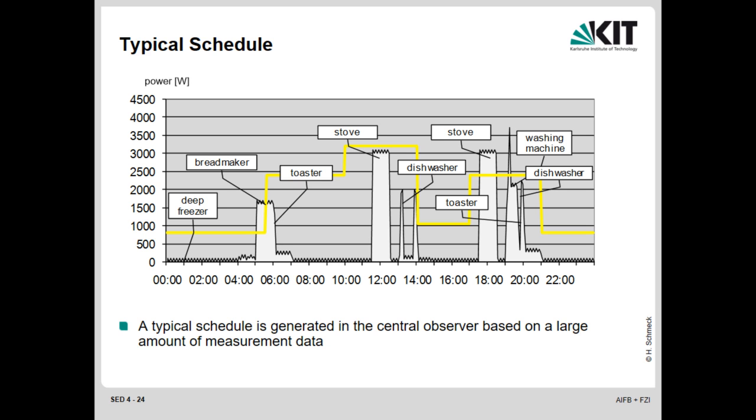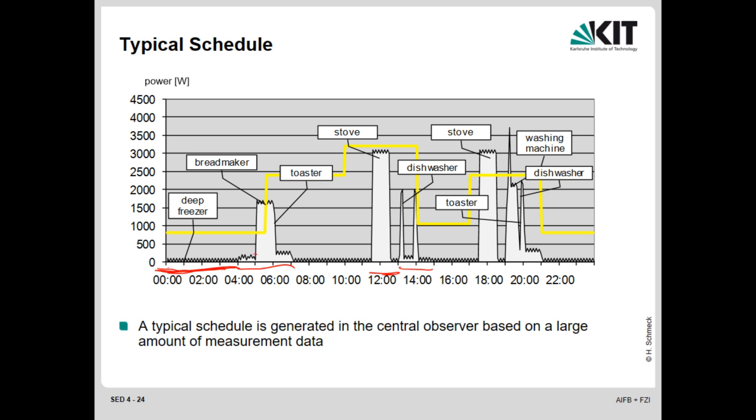He just invented this typical schedule, and we're still using it as an example. So we assume that you have the typical profile of a deep freezer running again and again. You have a bread maker, a bread machine, which should provide the new bread in the morning. You might have a toaster. You have a stove at noon. You have a dishwasher, a typical dishwasher profile.